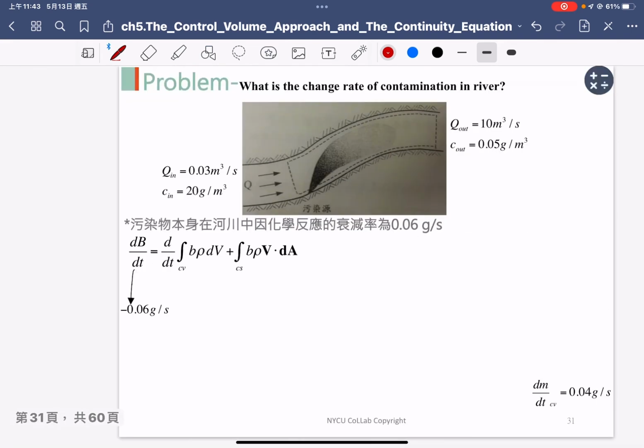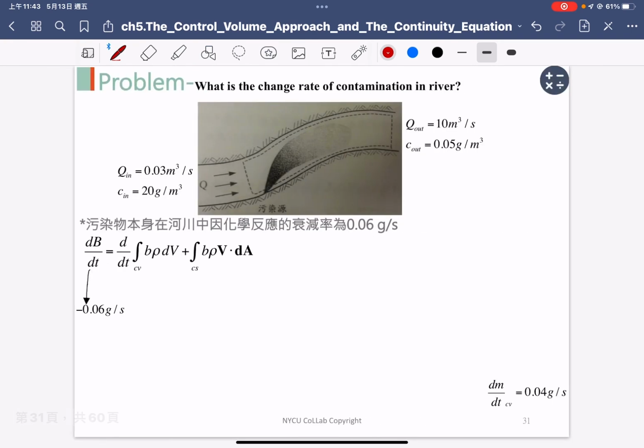Okay, so the second exercise. Again, we just write down the equation. This is the equation for our transport theory, right? We have the closed system on the left hand side, and the control volume and control surface integrations. This is the change rate of the contamination in the river.